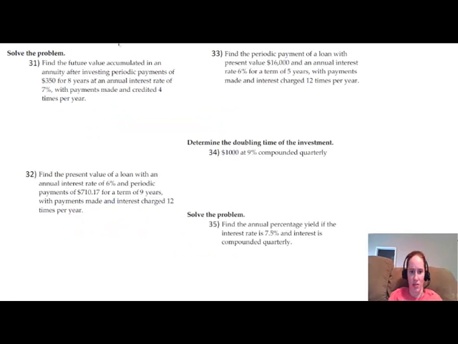Alright, so these are some more formulas that we have on our back sheet. We're doing future value on 31, and for that formula you do need to know that i equals r over k and n equals kt, which I just wrote backwards, but oh well. So this formula is kind of complicated, but they gave us everything we needed.